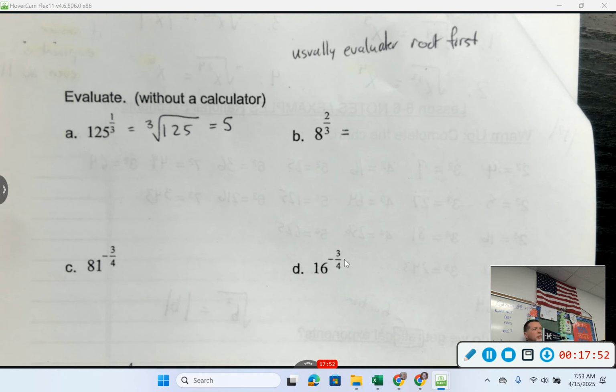That's how plants work too, right? The root grows first, and then the flower pops up later. So that's not why we do the root first.